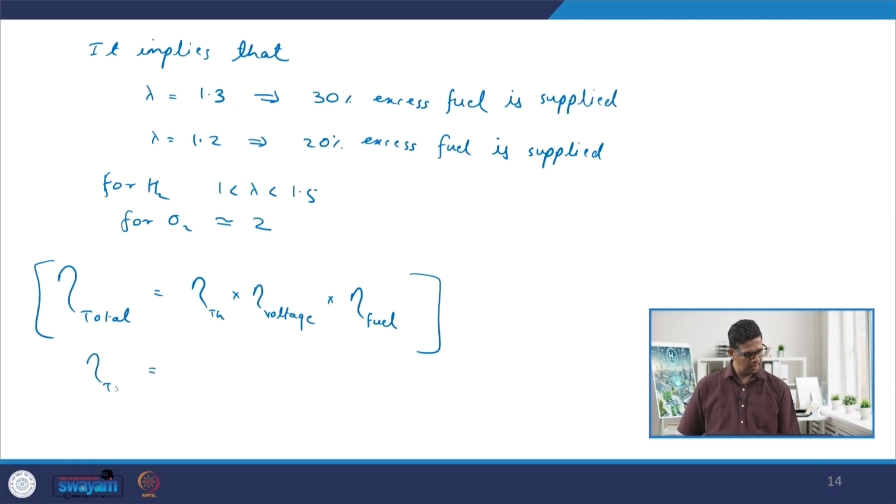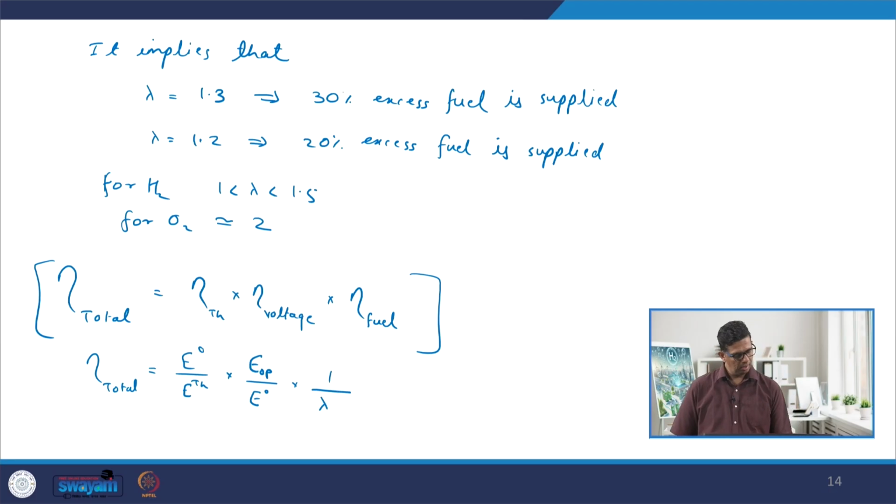So, total efficiency is nothing but, as we know in case of thermodynamic efficiency, it is E naught by E TH. Voltage efficiency is your operating potential by reversible cell potential, and fuel efficiency is 1 over utilization factor. So, this E naught gets cancelled and what we have is operating potential divided by thermoneutral potential times the fuel utilization factor.